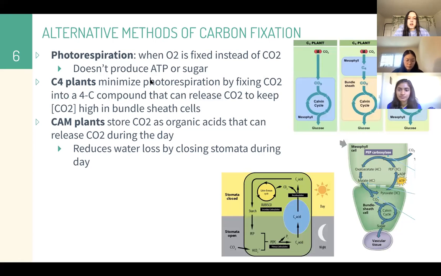Okay, so there are also some alternative methods of carbon fixation. So first is photorespiration, and this is when O2 is fixed instead of CO2, and it doesn't produce ATP or sugar. And then C4 plants minimize photorespiration by fixing CO2 into a 4-carbon compound that can release CO2 to keep carbon dioxide high in bundle sheath cells.